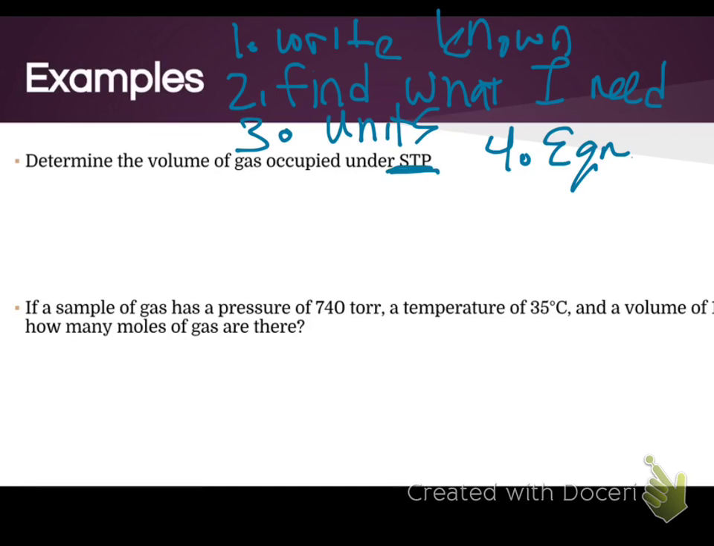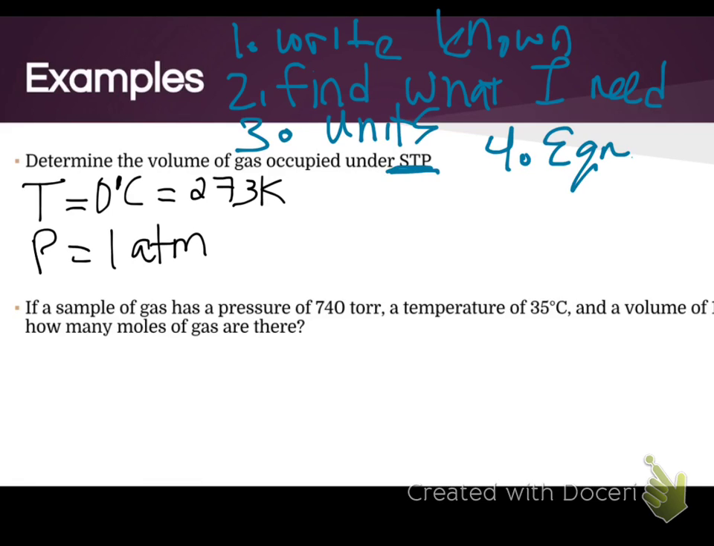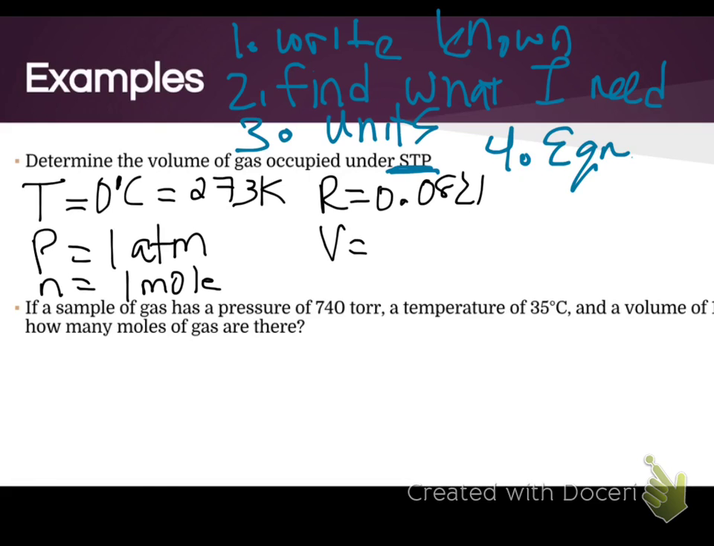STP, we need to remember this, STP specifically means that the temperature is 0 Celsius, which is the same thing as 273 Kelvin. And the pressure is 1 atmosphere. It also tells us that the number of moles is exactly 1 mole of gas. So the only things I don't have here from the ideal gas equation are R and V. R is just a number.